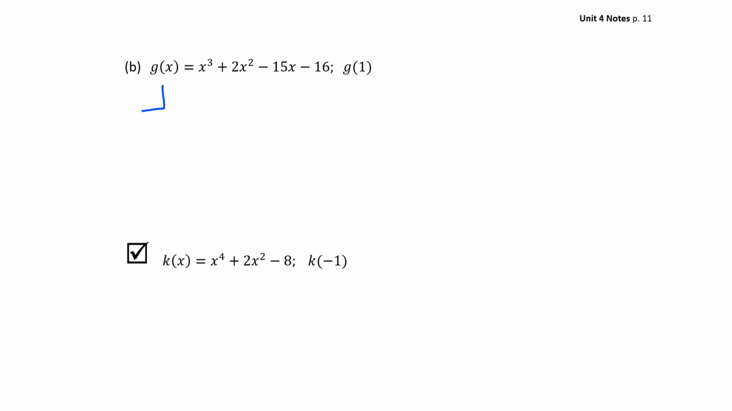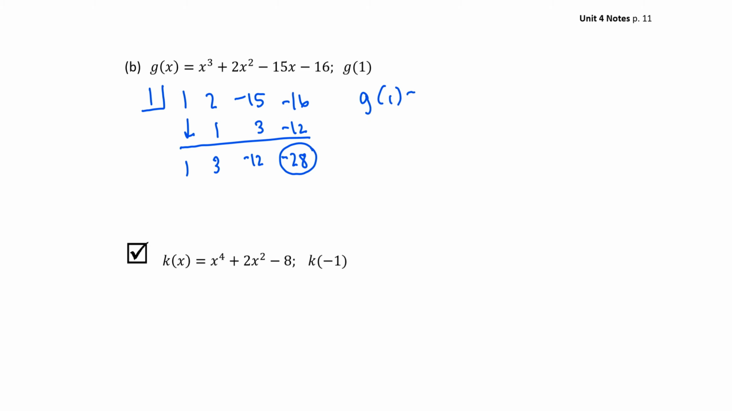So I'm going to put the argument of the function in the box, and I'm going to pick up the coefficients. Notice we don't have any missing terms. And we can run our synthetic division process. The remainder spot here is the function value. So we can say g of 1 equals negative 28.